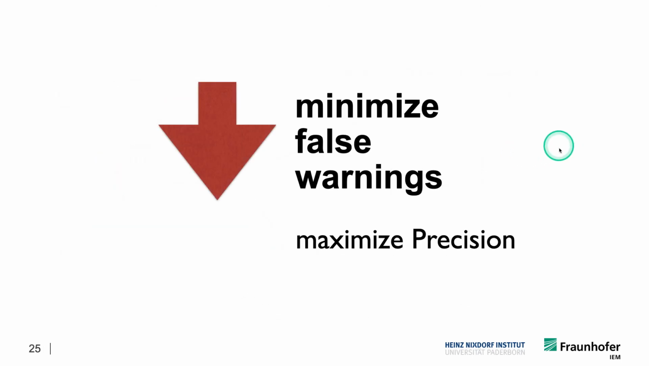And that concludes my discussion of how FlowDroid maximizes recall. And in the next video, I will be talking more about how we seek to minimize false warnings by actually maximizing precision. See you then.